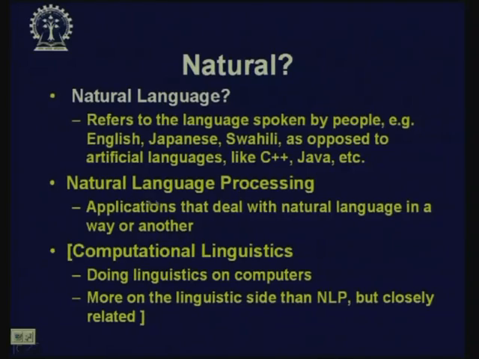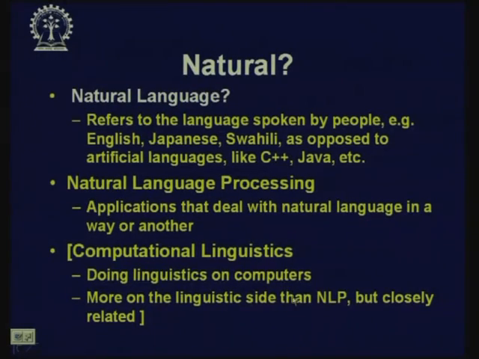Now, natural language processing is required for applications that deal with natural language in some way or other. On the other hand, we often hear the term computational linguistics. Computational linguistics means carrying out the linguistic studies, studying the different features of a language using computers. There is a subtle difference between these two. This is more on the linguistic side than on natural language processing, but obviously they are very closely related.